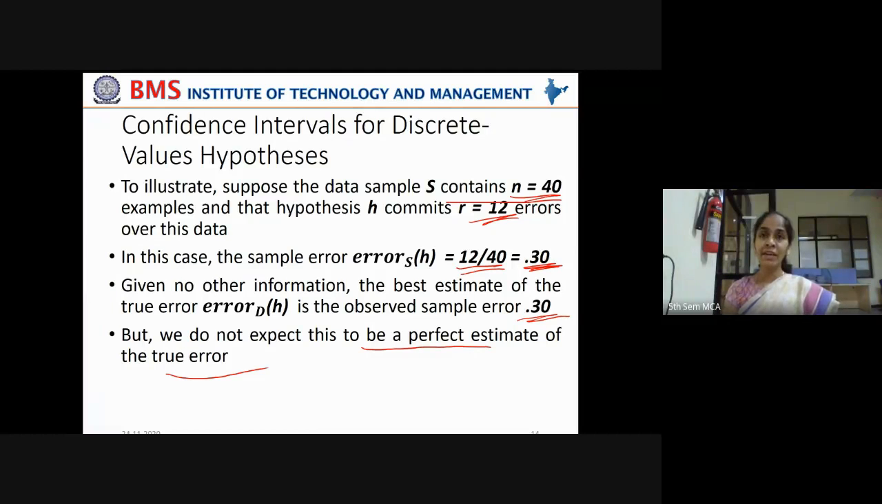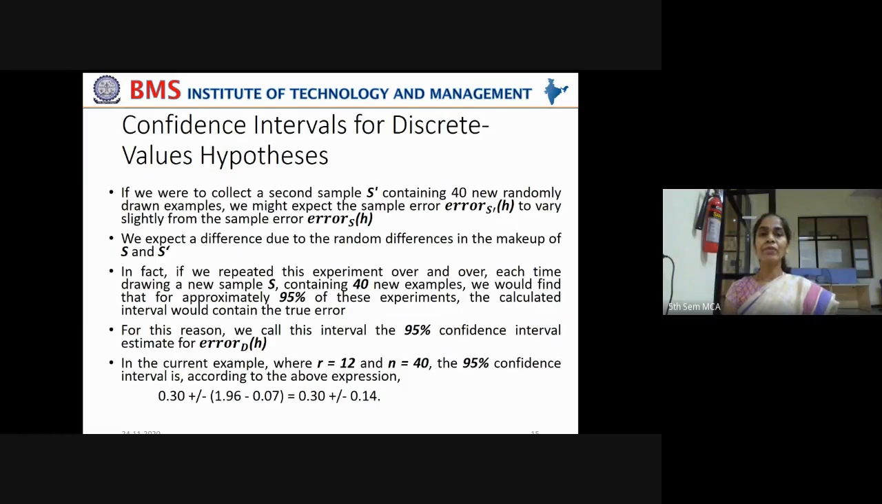Again, we are asserting that according to statistical theory. But is it the real case? We do not expect this to be a perfect estimate of the true error, means error D of H. Though we assert according to statistical theory that sample error would be equal to true error, that is not the perfect estimate of the true error. Let us see why it would not be a perfect estimate of the true error.